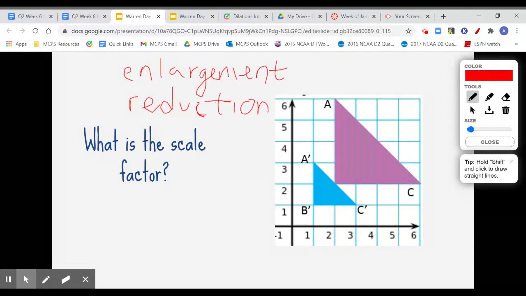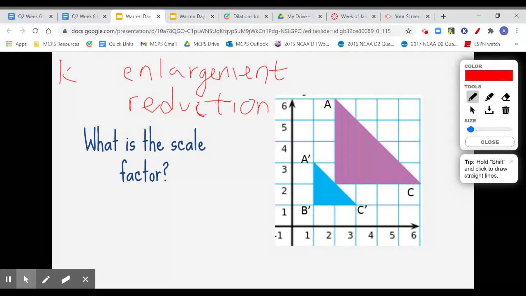Now, a scale factor, and we talked about this in class, we represent that with the letter K. And the scale factor represents how many times bigger or how many times smaller my shape is getting. So basically, if my scale factor is 3, it means that my image is going to be 3 times the size of my pre-image. If my scale factor is a half, that means that my image will be a half the size of my pre-image.